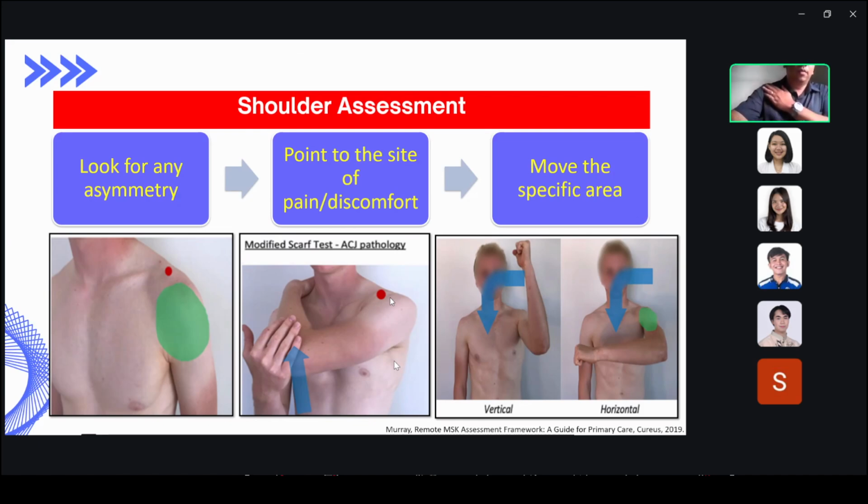So let the patient hold here and then apply some force by pushing the elbow towards the shoulder. If it hurts, then there is an acromioclavicular joint pathology. And then let them perform both left and right, in a vertical position and then horizontal. If there's pain on the shaded part here, this is definitely ACJ or acromioclavicular joint pathology already.